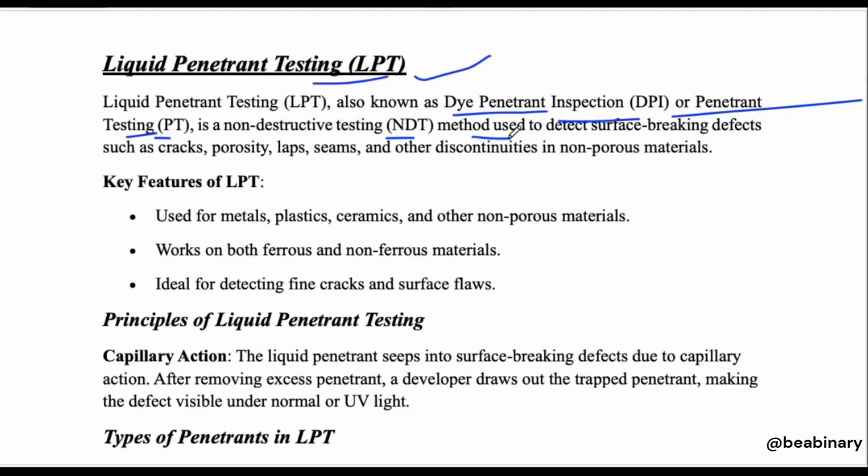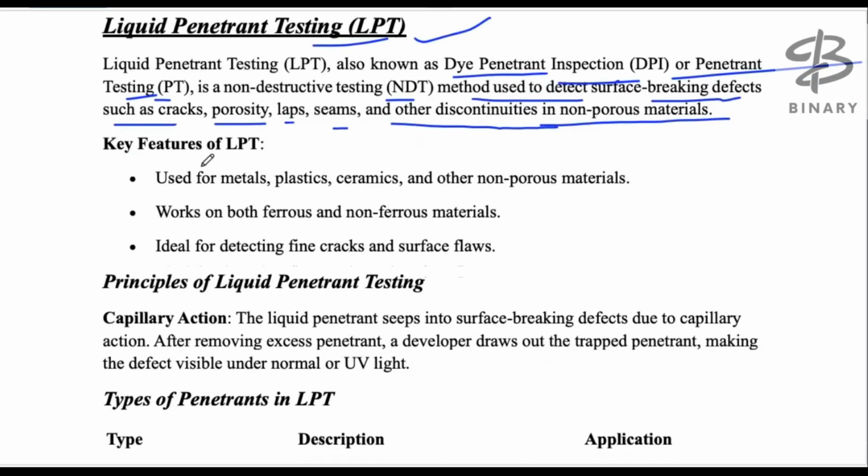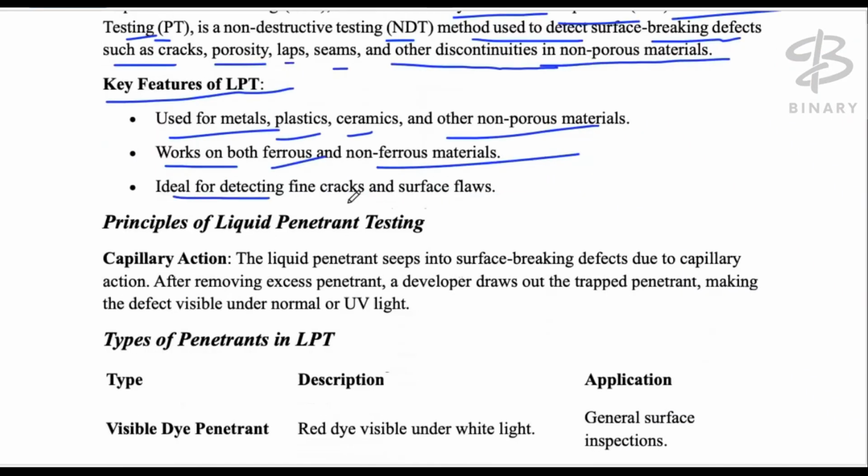They are used to detect surface-breaking defects such as cracks, porosity, laps, seams, and other discontinuities in non-porous materials. What are the key features of LPT? Used for metal, plastic, ceramics, and other non-porous materials. Works on both ferrous and non-ferrous materials. Ideal for detecting fine cracks and surface flaws.